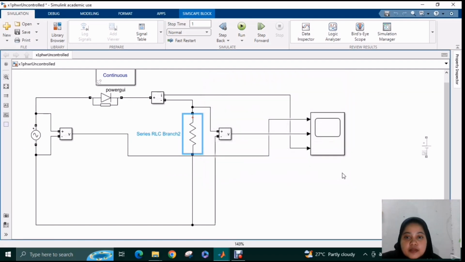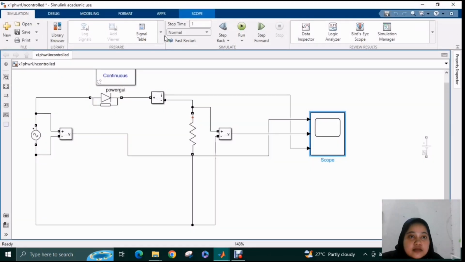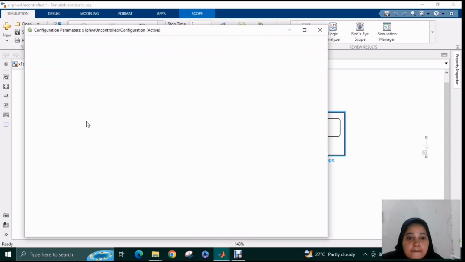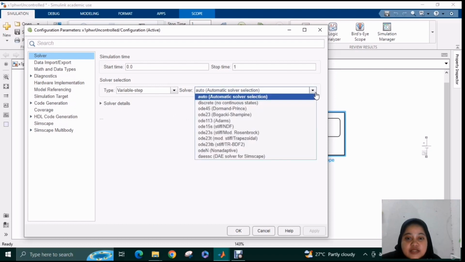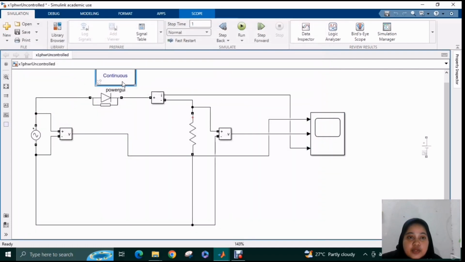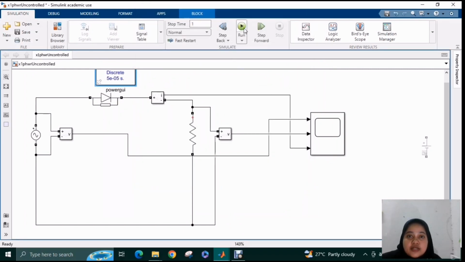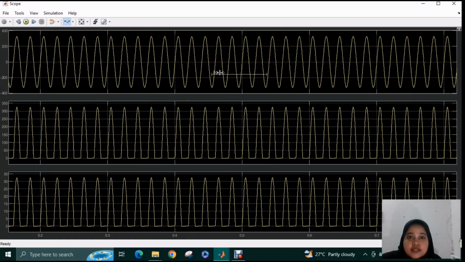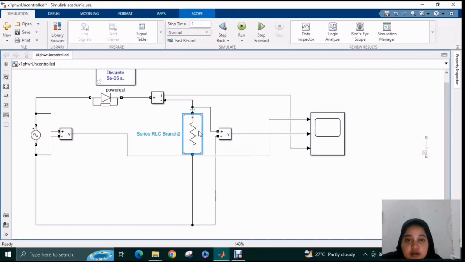Okay, fine, let's run. We can see the waveform is not a pure sine. So I click the model settings, where we have to change our configuration parameters. In the solver I select discrete, okay, and in the power GUI also we need to change to discrete. Let's run it again. As you can see, now it comes out as a pure sine. Now I change the value R to RL.